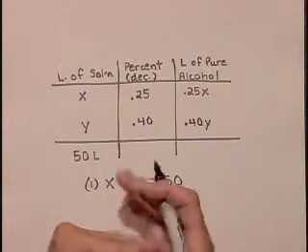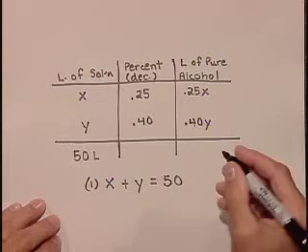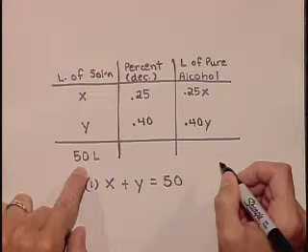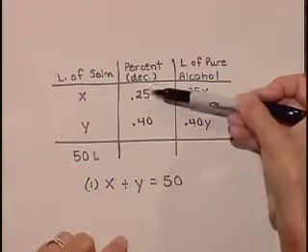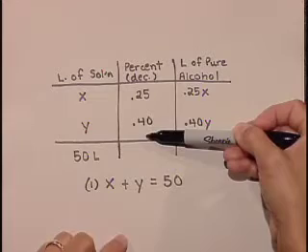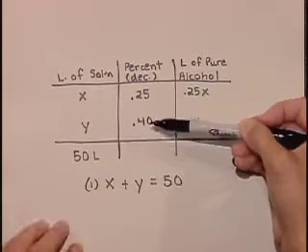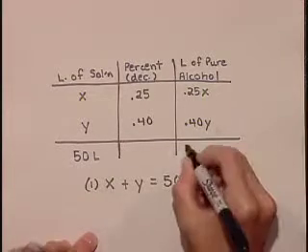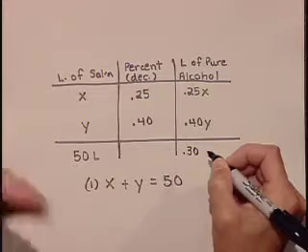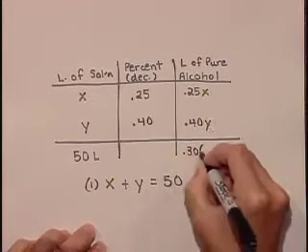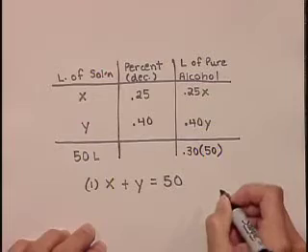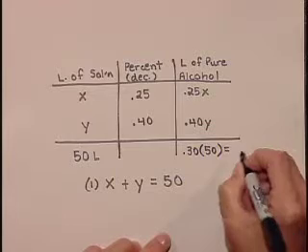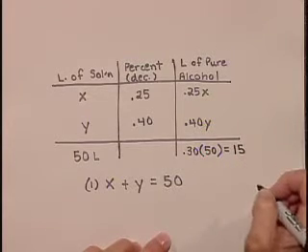At the end, after we mix these two together, we're going to get a total of 50 liters of a 30% solution. It should make sense that when we add a 25% solution with a 40% solution, we get something in the middle, a 30% solution. So in the end, these amounts of pure alcohol should total the amount of pure alcohol in the mixture, which is 30% of the 50 liters. I'm going to go ahead and multiply these two values together. 0.3 times that 50 is 15.